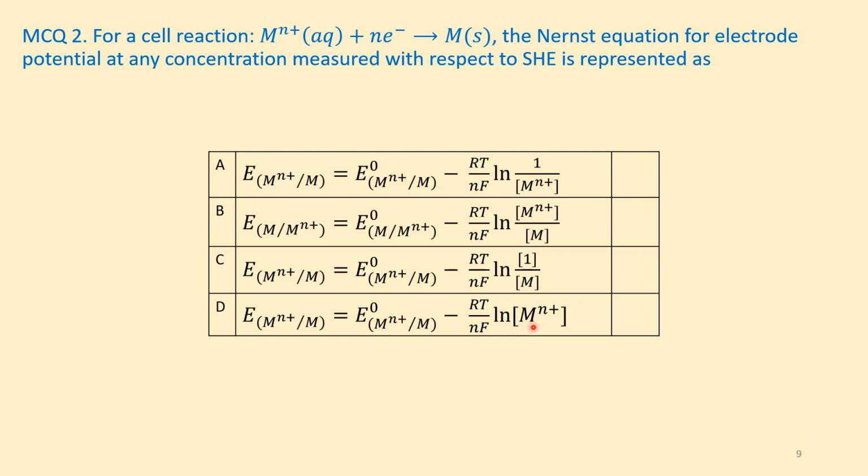natural log Mn+. So please pause the video, recall what you have studied and mark the correct answer. It is just remembering the correct formula. The correct option is A, because for a pure solid electrode, the value of M in the numerator is 1. Next question.